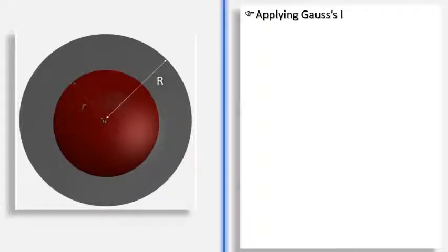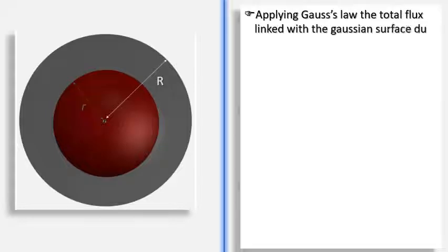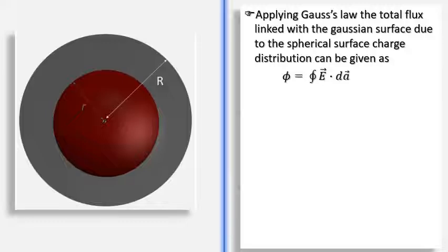So applying Gauss's law, we know that flux linked with a closed surface can be given as closed integration E dA is equal to sigma q by epsilon 0. What is this dA? Area of the Gaussian surface. So while substituting the value of dA, which r should we consider, small r or capital R? Capital R is the radius of the spherical charge distribution and small r is the radius of the Gaussian surface. So we'll take small r while substituting the value of dA.